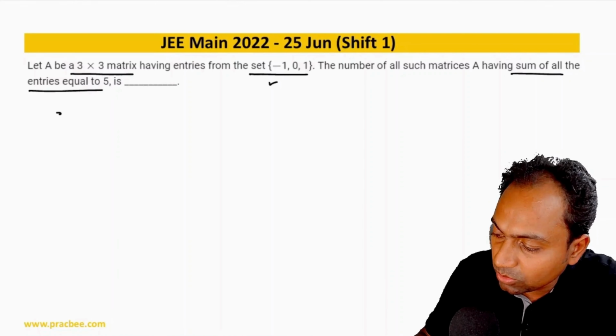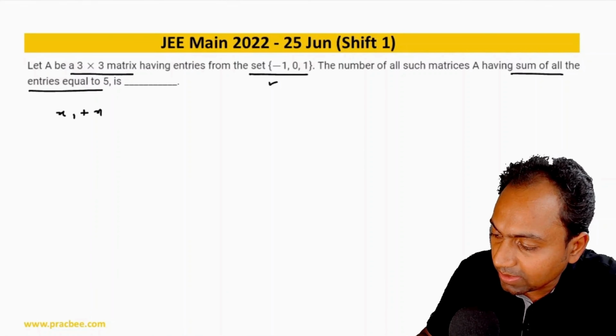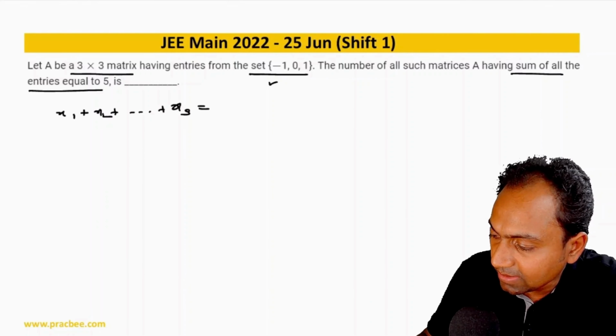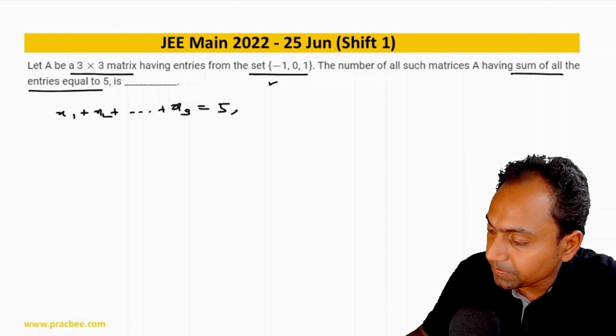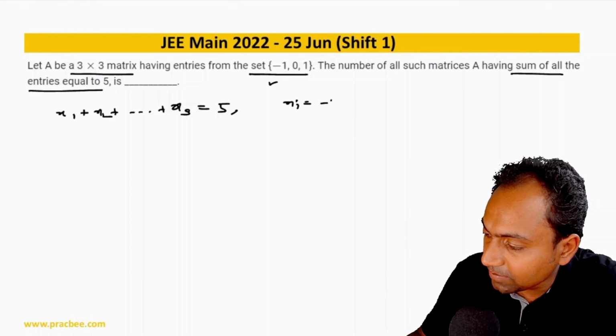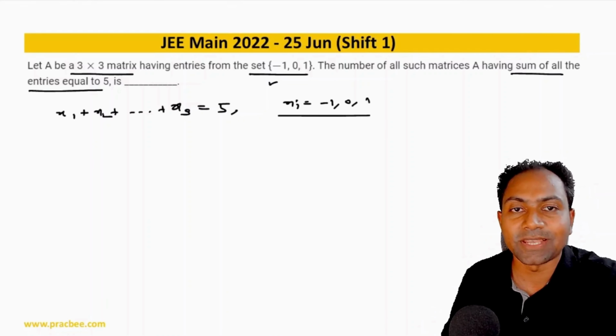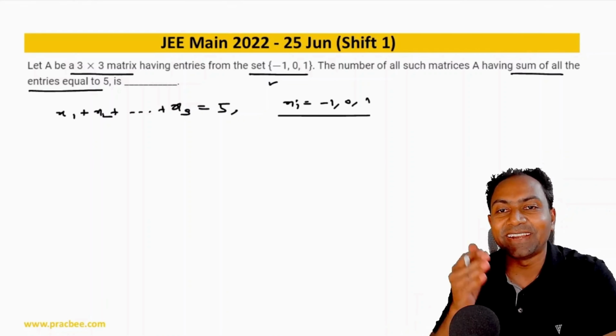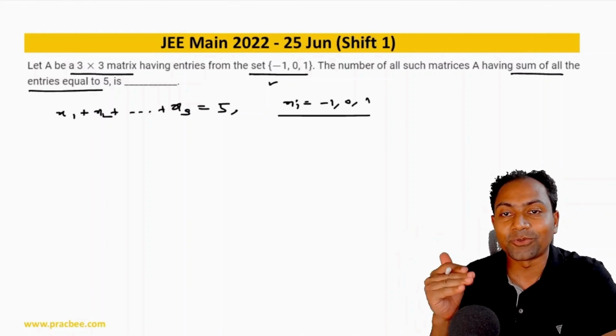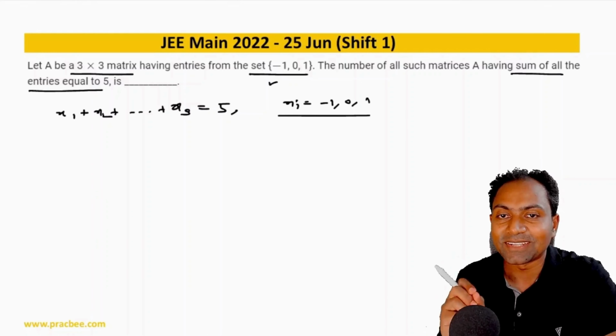So if I take those 9 elements as x1, x2, x3, x4, x5, x6, x7 till x9, the sum is given as 5. And the value of xi is nothing but -1, 0 and 1. So what I can do is use some substitution and some removal of cases, or destruction method, towards the end to get to the answer. Now let us see how that works out.